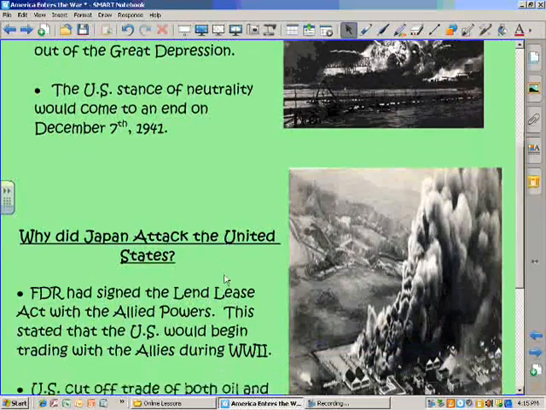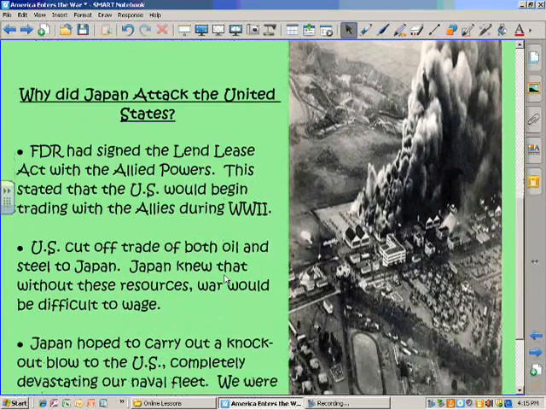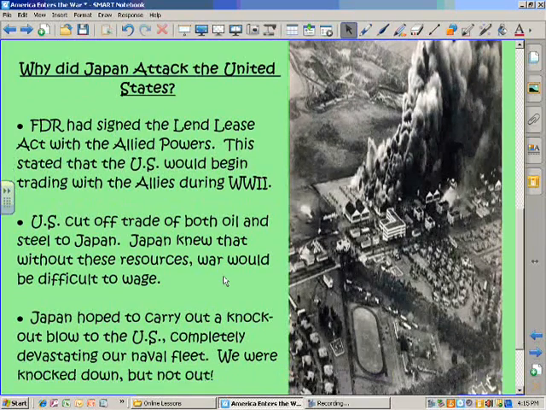On December 7th, 1941, the United States was suddenly and deliberately attacked by the Empire of Japan. They attacked our naval base in Pearl Harbor, Hawaii, particularly the island of Oahu.